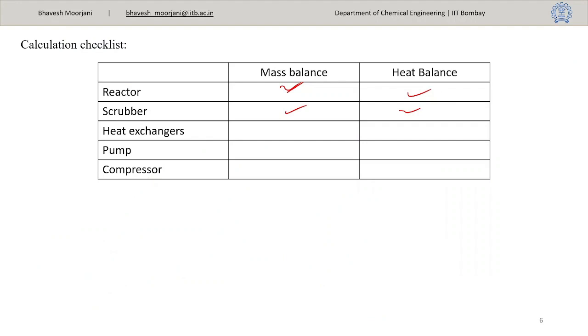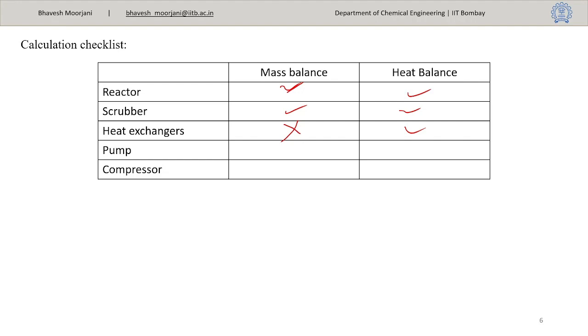For the heat exchanger, do we need a mass balance? Yes or no? Hello? This is a simple answer. No, sir. So we don't need a mass balance in the heat exchanger, but we need a heat balance, right? That is m Cp delta T of the product on the tube side equal to m Cp delta T of the reactant on the shell side stream.